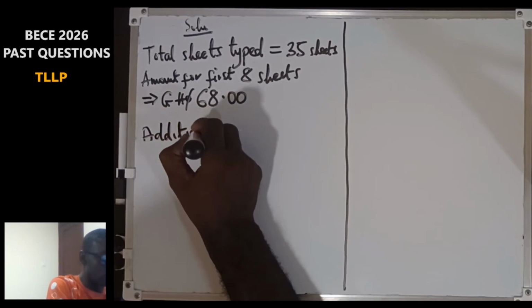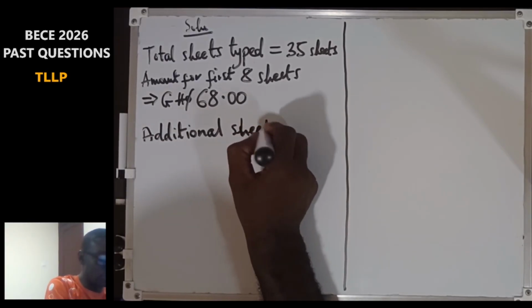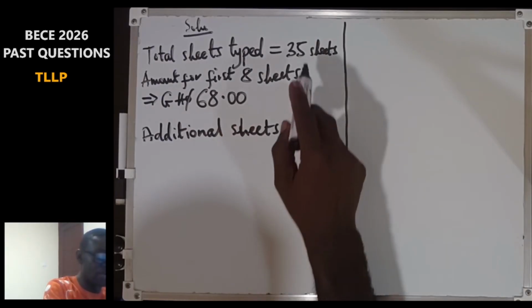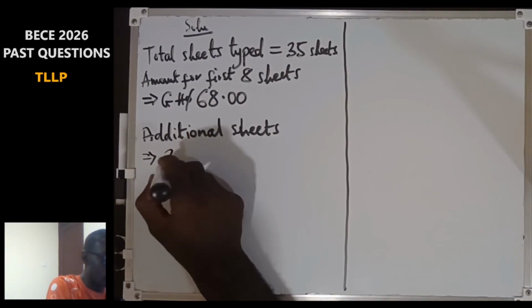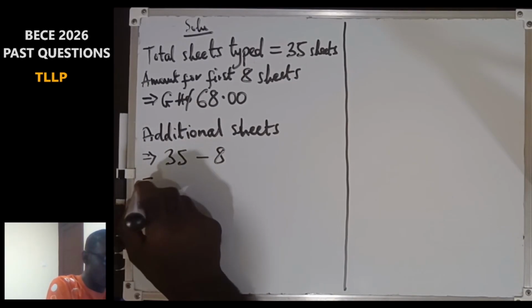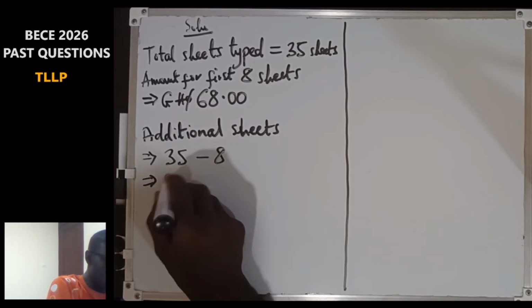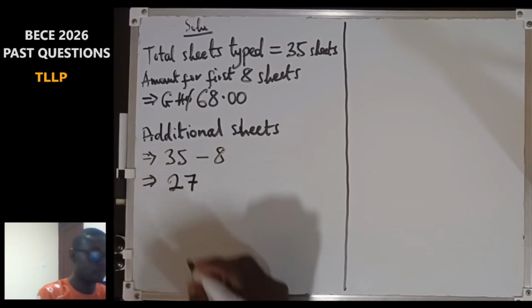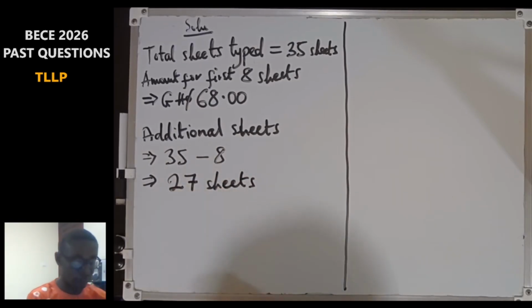And how do we get the additional sheets? If she has already typed 8 sheets out of the 35, it means the additional sheets are going to be 35 minus what? 8. And that is going to give us 27. So the additional sheets is going to be 27.